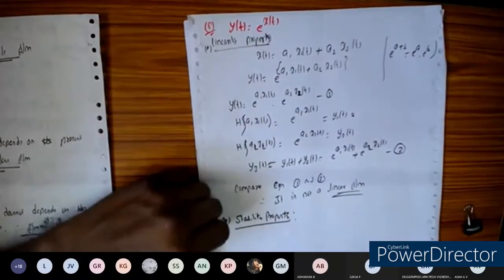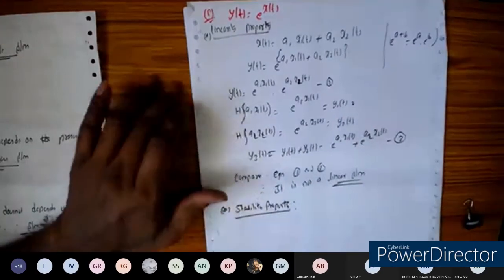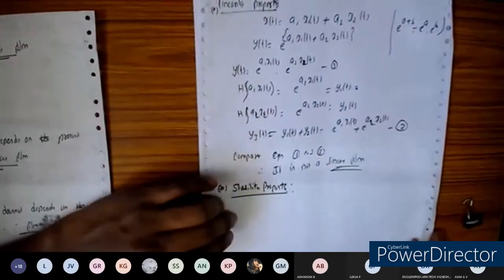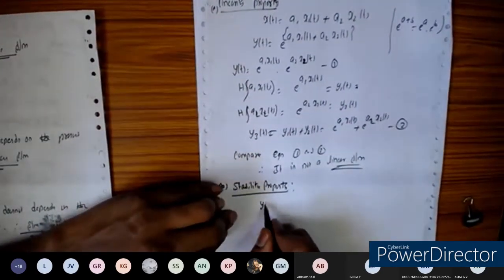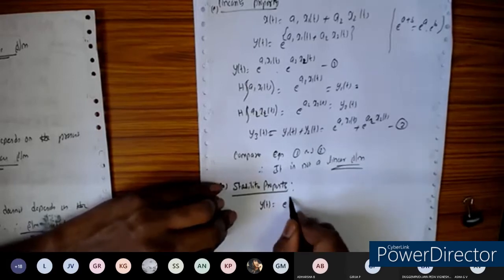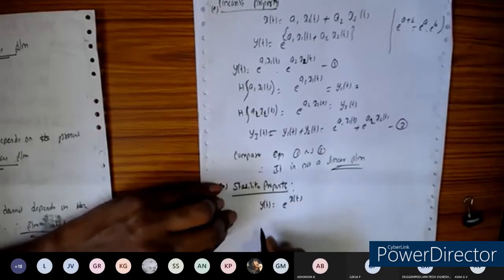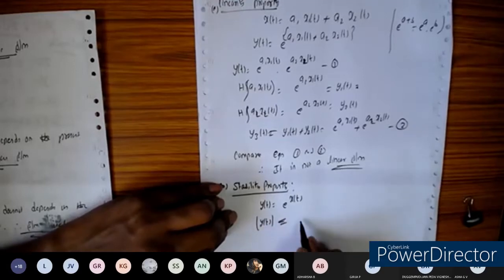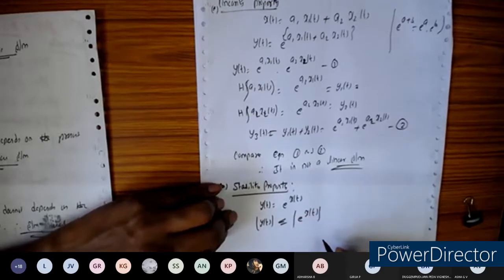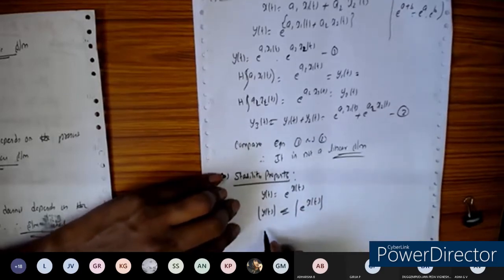Okay, so stability is the thing, but we need to find out whether the system is stable or not. So let us consider the given signal y of t is equal to e to the power of x of t. Let us consider the magnitude. The magnitude of y of t will become the magnitude of e to the power of x of t.